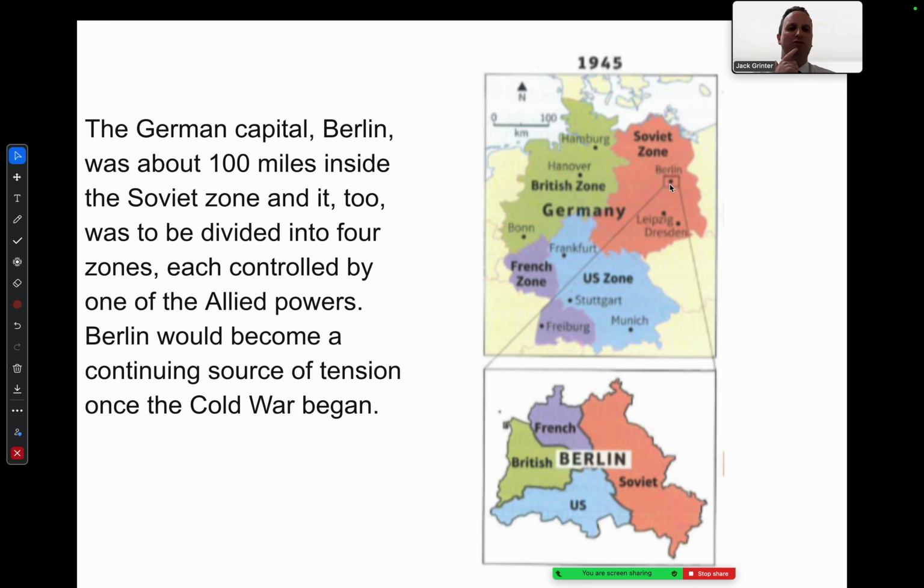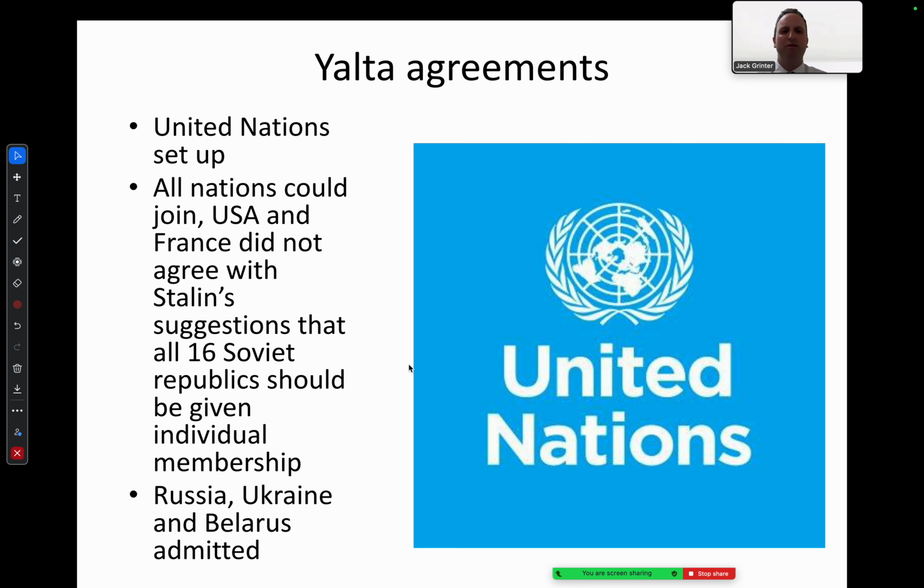Okay, so you can see the zoomed-in Berlin. Hopefully, you remember this from doing it in your course. This would be really important because later on in the Cold War, Berlin is a key area of tension, like in the Berlin crisis of 48 to 49, or in the late 50s, early 60s, with the building of the Berlin Wall.